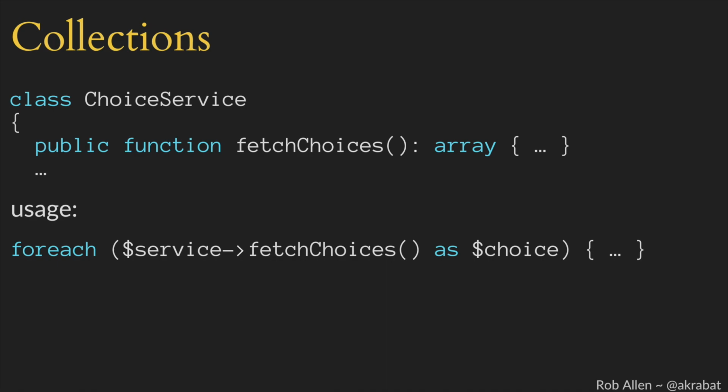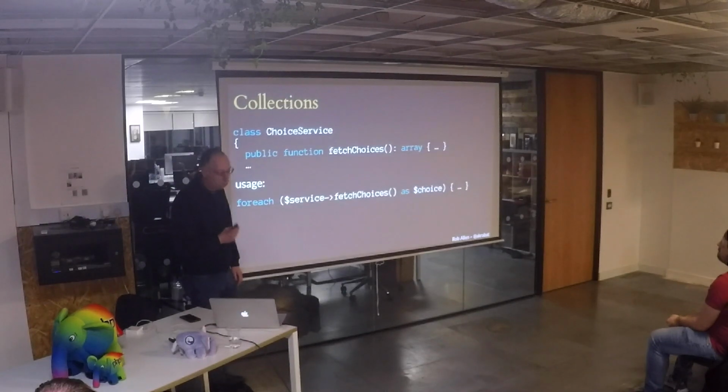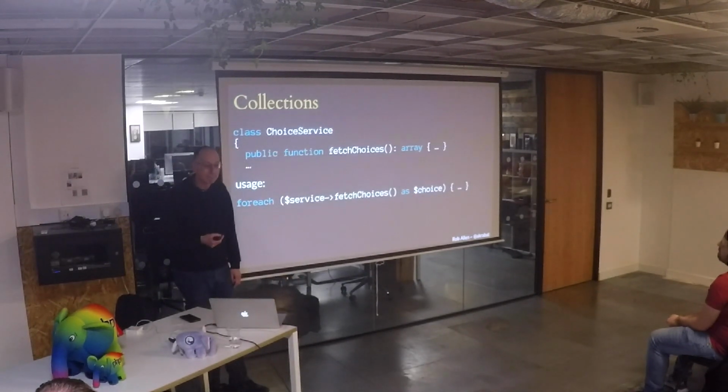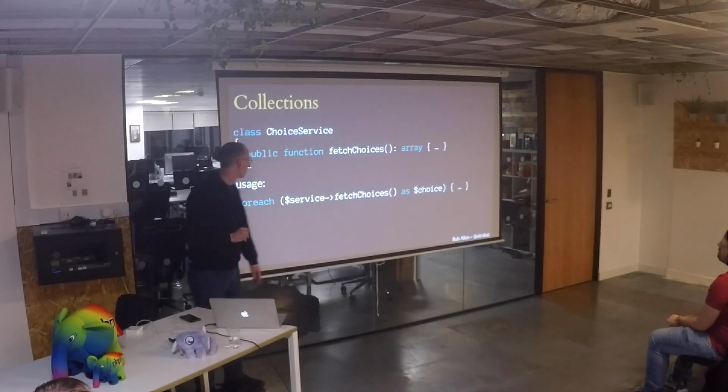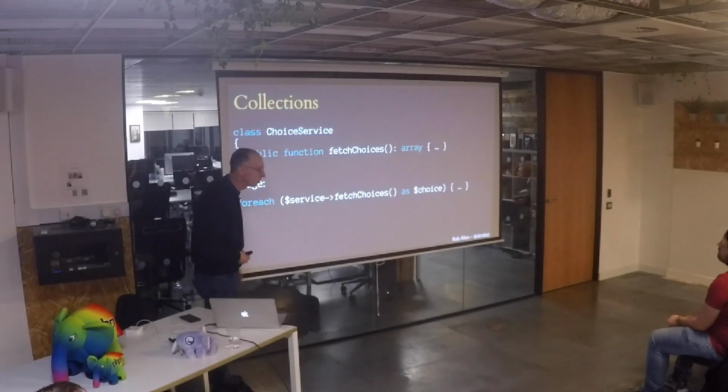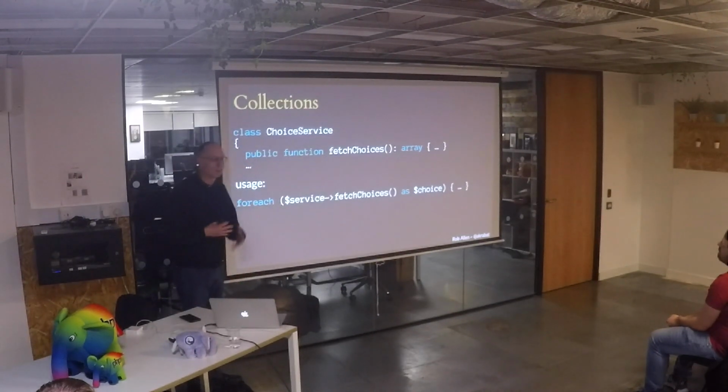Collections. Do this quite a lot. In my choice service, I call fetch choices. I've got a function called fetch choices, which returns an array. It returns an array of choice objects. Doesn't particularly matter what choice objects are for this particular discussion. They look like database rows, and they're objects within the source code. They're entities.